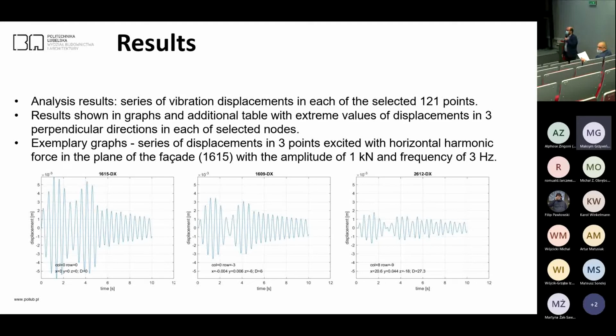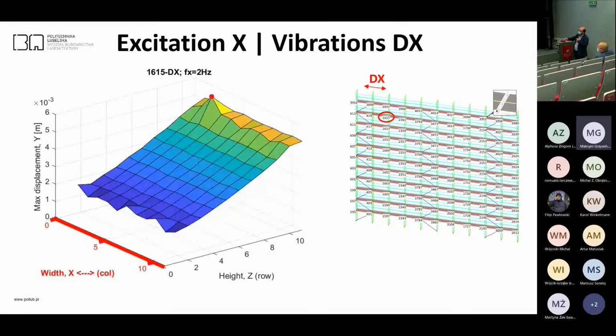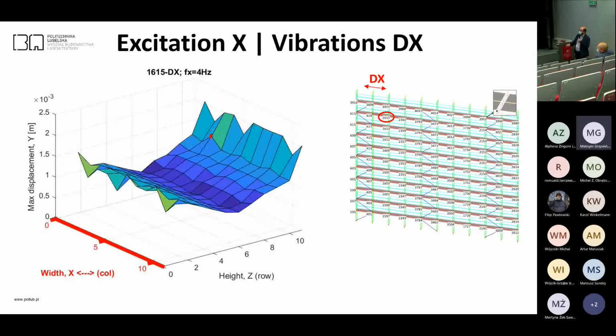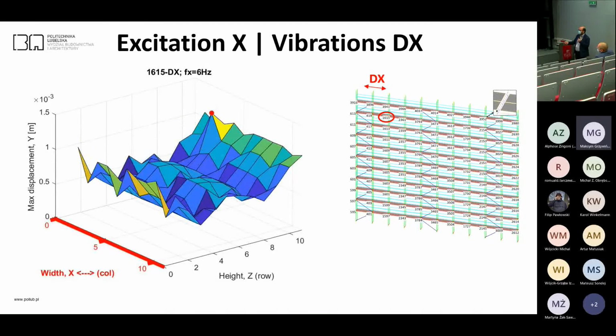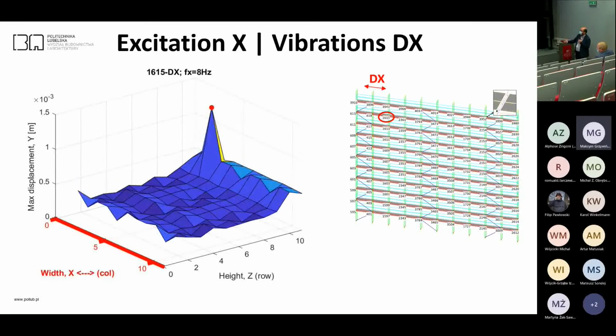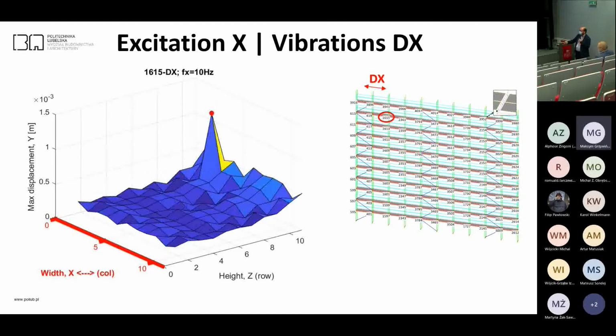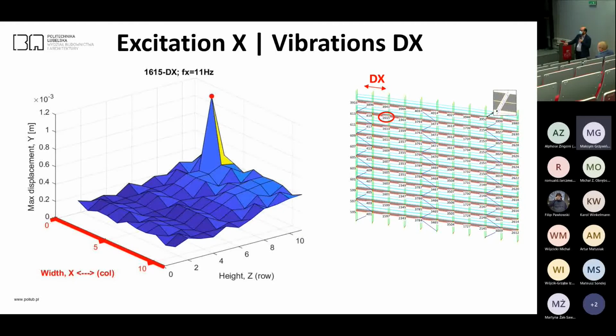As a result, we obtained a series of displacements in 121 points, and each analysis here presented some exemplary graphs. We have a very big number of these graphs, and it was hard to observe all of them. So I have presented them in 3D pictures. This is the surface of the scaffolding. We have height here. This is height. This dimension is presented here.